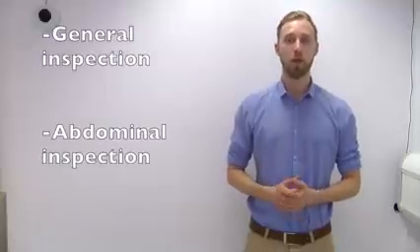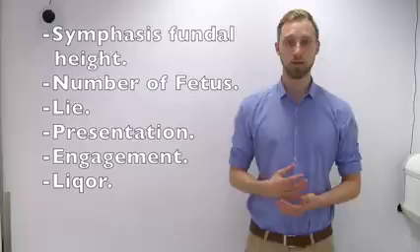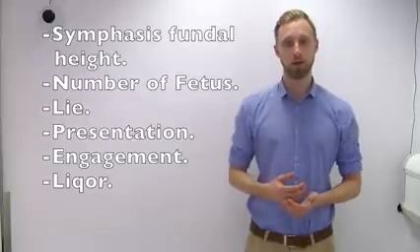Number 2, describe inspection. Firstly, describe her in general, and then describe the abdomen. Number 3, describe the uterus. Describe the symphyfundal height, the number of fetuses, the lie, the presentation, engagement, and the quality of the liquor. Number 4, assess the fetal heart rate using a Pinard stethoscope.